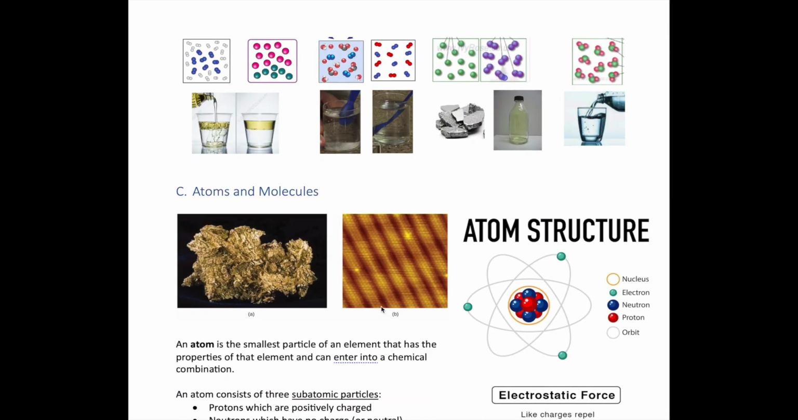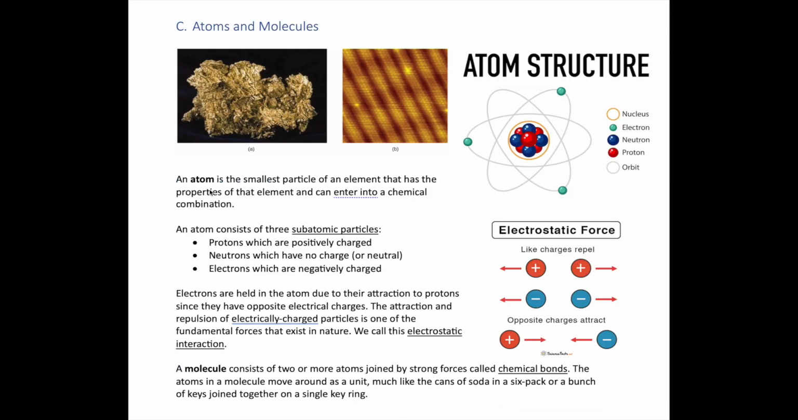Now, I just mentioned atoms and molecules. So what are they? An atom is just the smallest particle of an element that has the properties of that element. We use the word particle to represent a lot of different types of chemical species, like an atom, an ion, even subatomic particles like these protons, neutrons, electrons. We can call them particles as well. How do we know that we have atoms? Well, because we can actually do experiments to look at them.